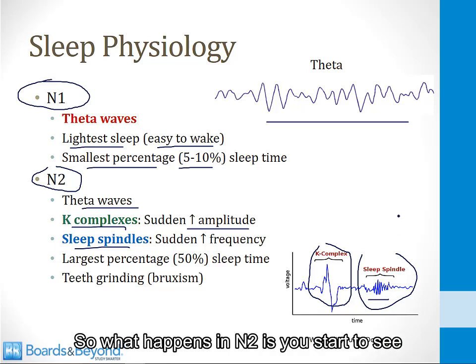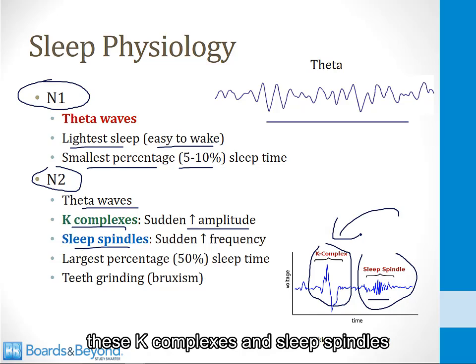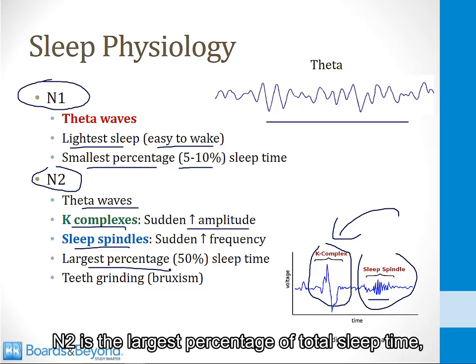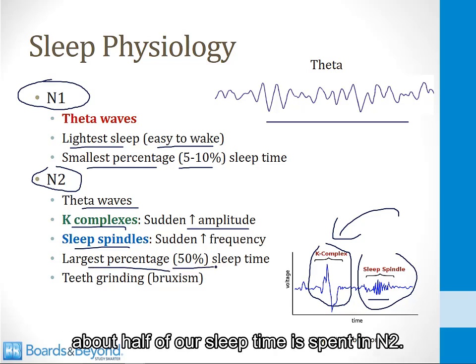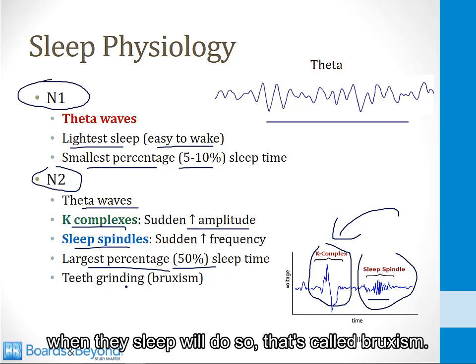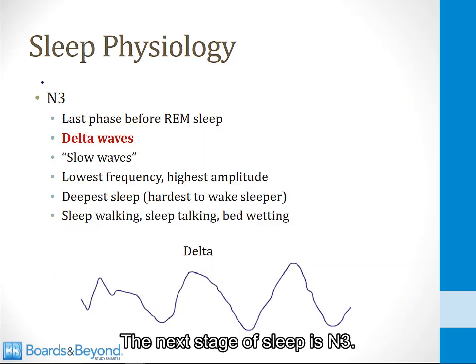So what happens at N2 is you start to see these K-complexes and sleep spindles, and that's how you know that you've entered N2. N2 is the largest percentage of total sleep time. About half of our sleep time is spent in N2. And this is the stage where people who grind their teeth when they sleep will do so. That's called bruxism.